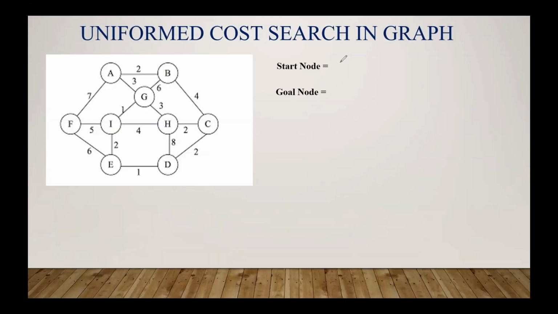For example, our start node is A and the goal node is, for example, D. Now from A there are three ways it can traverse, that is F, G and B. So which one is the lowest? The lowest is the path cost 2, so it will traverse A to B. Now from B, what are the possibilities? G is possible and C is possible. So we have to calculate the cumulative cost.